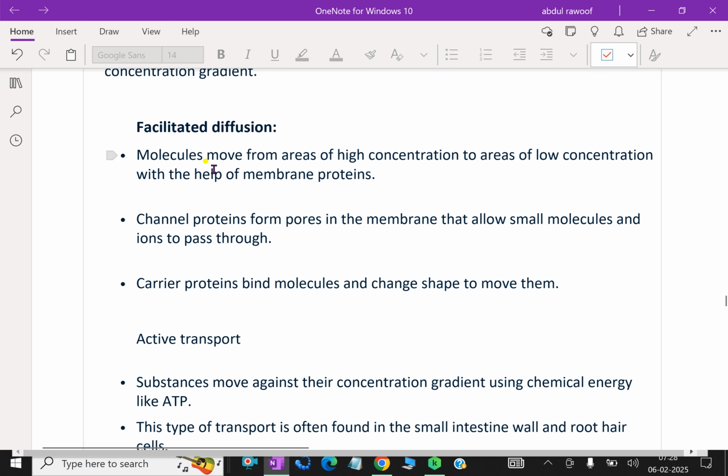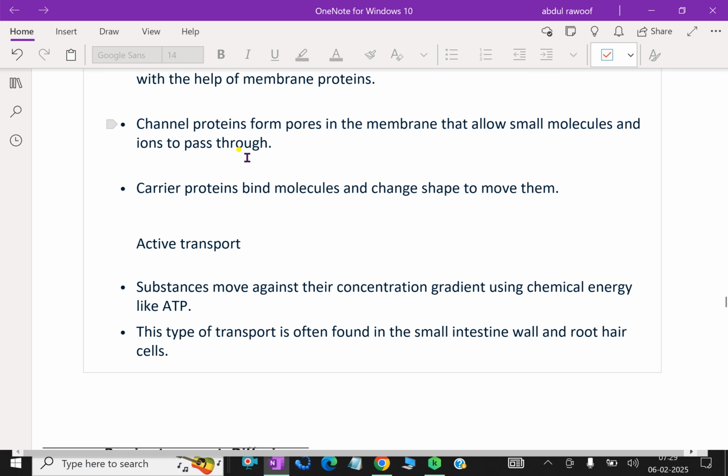Now we'll talk about facilitated diffusion. Molecules move from areas of high concentration to areas of low concentration with the help of membrane proteins. Channel proteins form pores in the membrane that allow small molecules and ions to pass through. Carrier proteins bind molecules and change shape to move them.